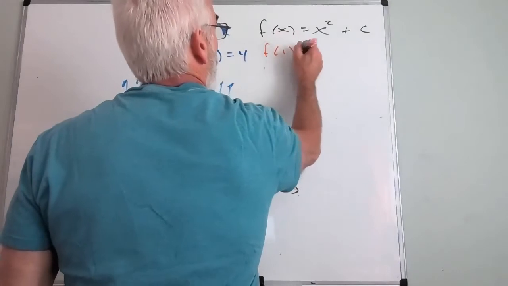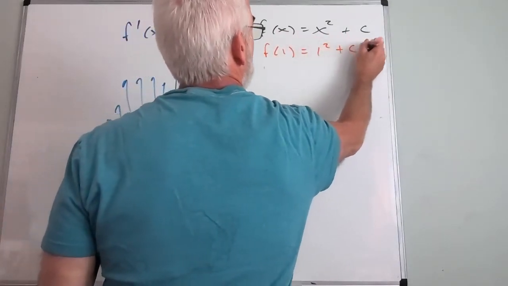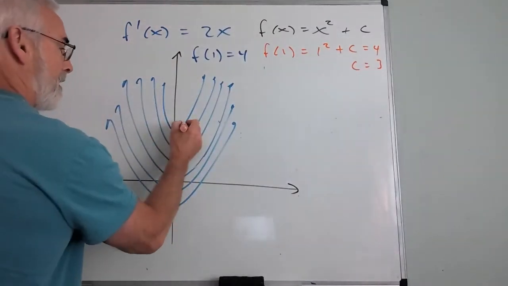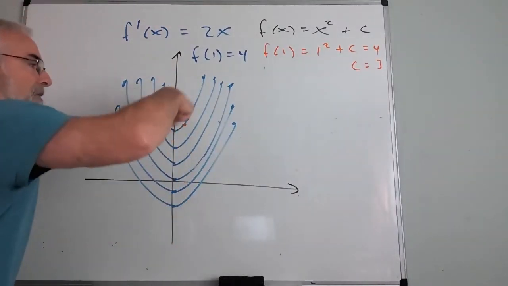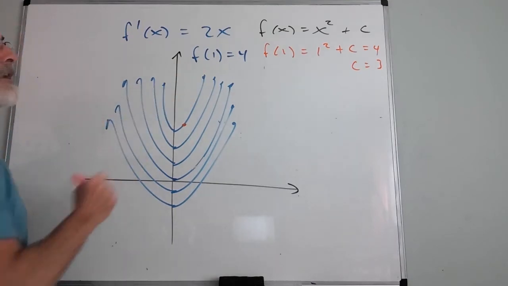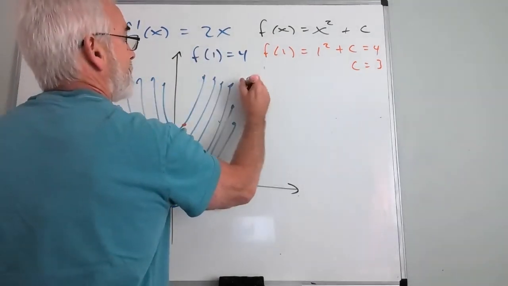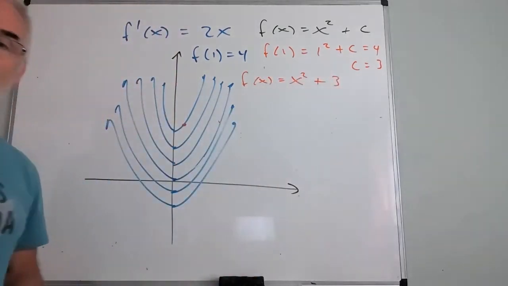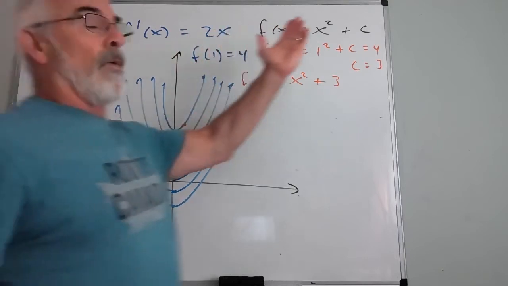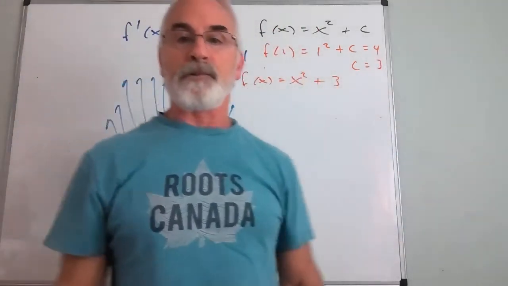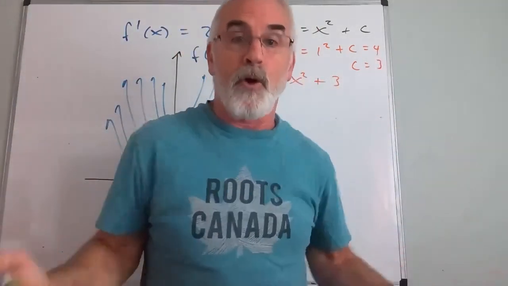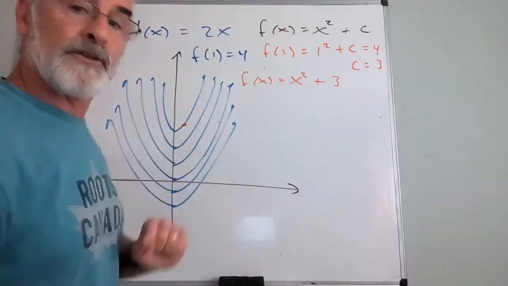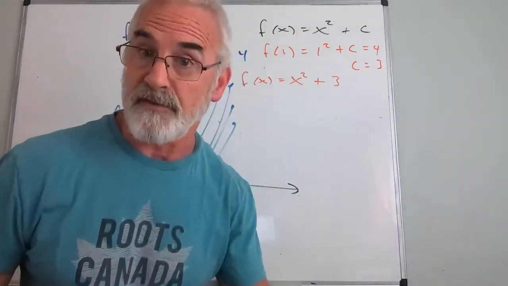If f of 1 equals 1 squared plus c, and that equals 4, that must mean my c is 3. Ah, that would be this one right here. This one is the answer. So the answer to this question is f of x is x squared plus 3. So generally speaking, when you're working backwards, you throw an arbitrary constant at the end because you can't know what the constant is, because all constants are fair game. But if you're given an initial condition, then you can always find the value of the constant.